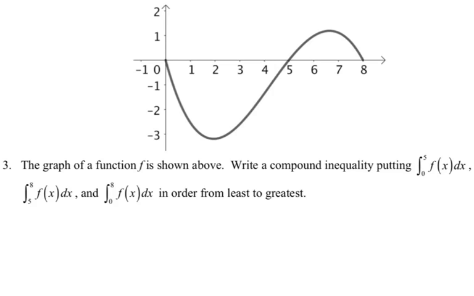The graph of the function f is shown above. Write a compound inequality putting the integral from 0 to 5, the integral from 5 to 8, and the integral from 0 to 8 in order from least to greatest. Okay, so with a problem like this, what I typically do is make up areas for the regions that relatively work. It doesn't really matter if they're completely right.